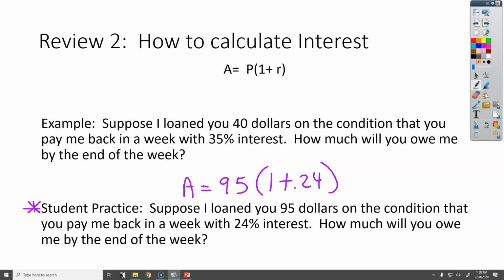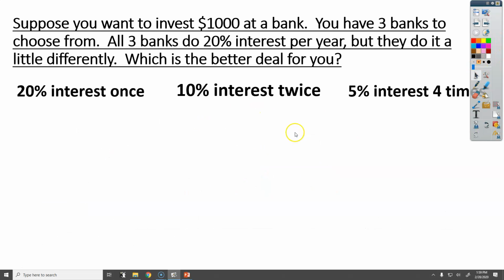So if you just push that into your calculator, you get your 117.8. Let's move on to a new topic. Okay. So guys, that's basically just what we call simple interest, doing it one time and you're done.